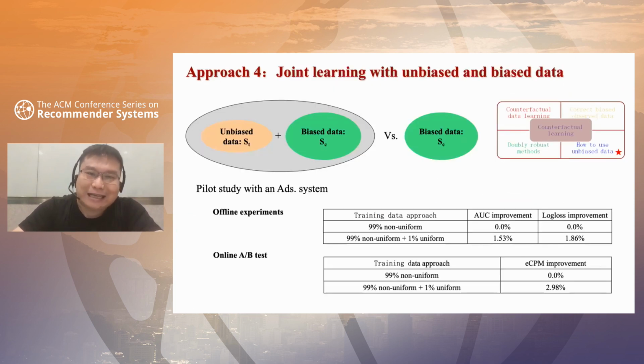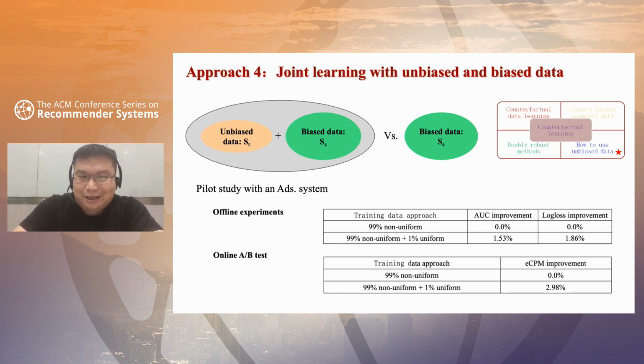Okay, let's see our last approach: joint learning with unbiased data and biased data together. We did a pilot study with our advertisement system data. We train two logistic models. The first one, we train the LR model with only non-uniform data. The second logistic model, we train our LR model with both uniform data and non-uniform data. In terms of AUC and eCPM, our combined LR model is better.